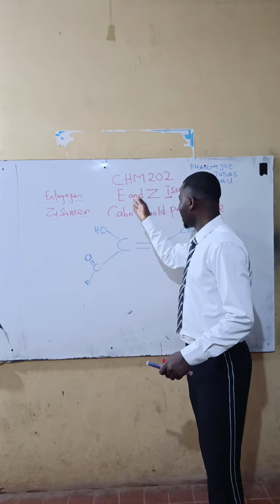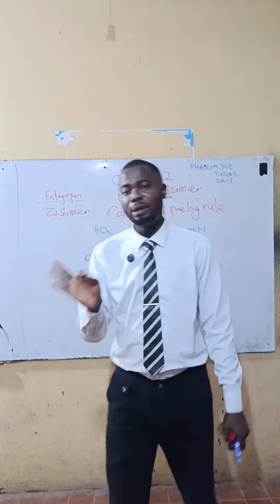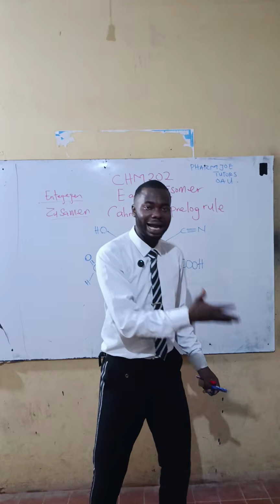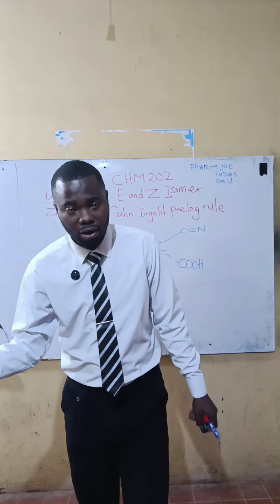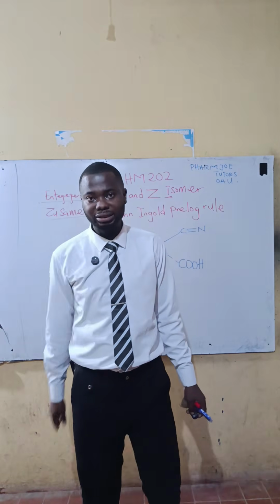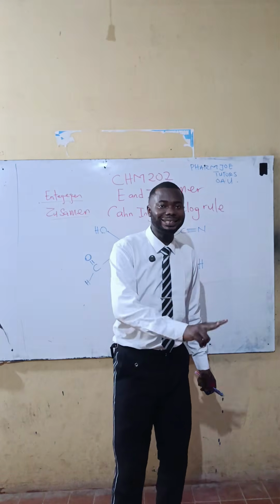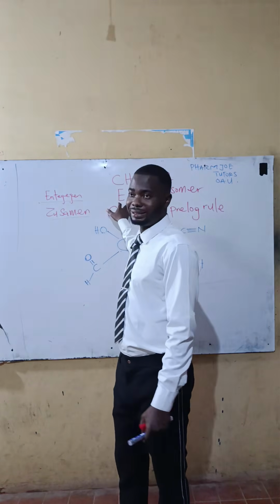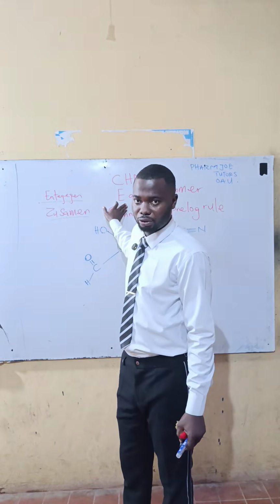Now, E and Z isomer, where is this coming from? You can remember your stereoisomerism. Under stereoisomerism, we have two types. We have the optical isomerism, then we have the geometric isomerism. Under the geometric isomerism, you remember we have what we call cis and trans, and we also have what we call E and Z. So E and Z is coming from geometric isomerism.